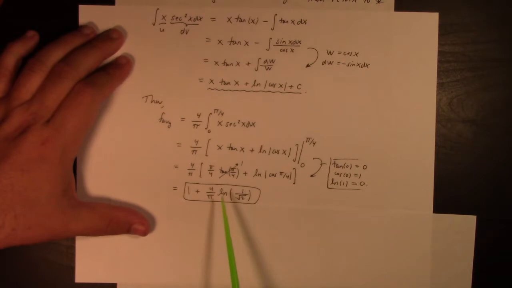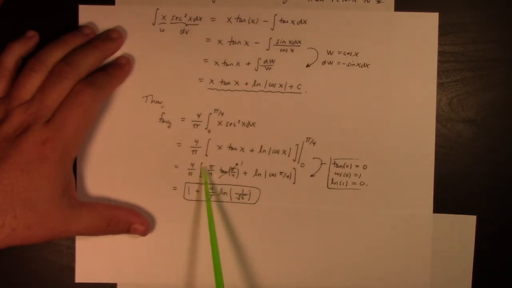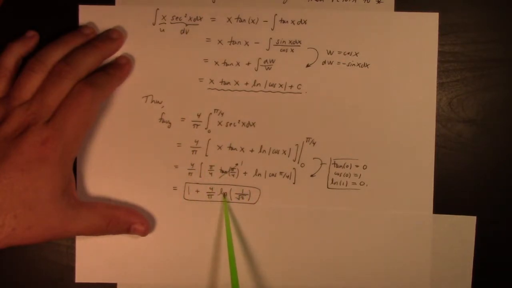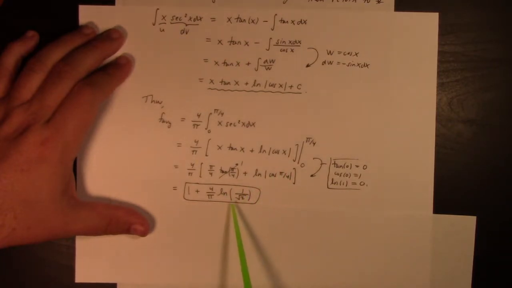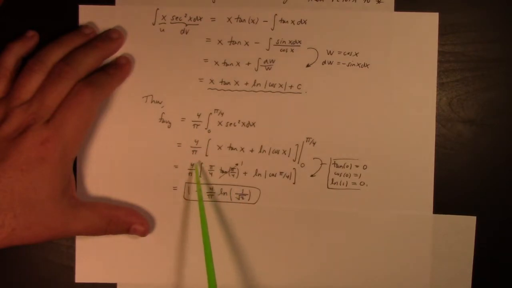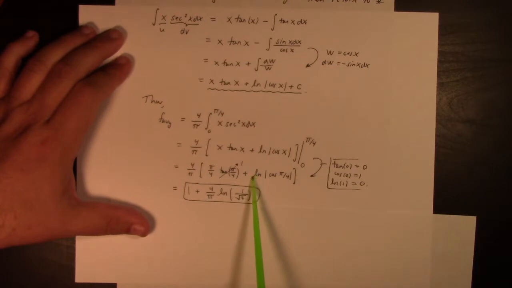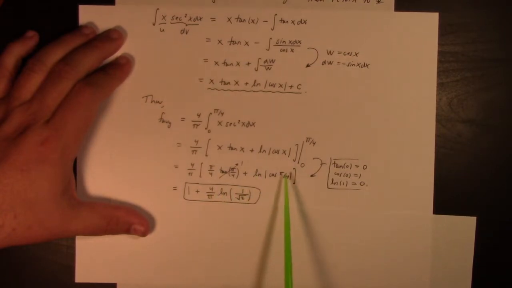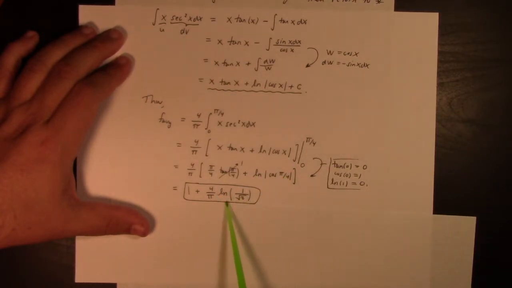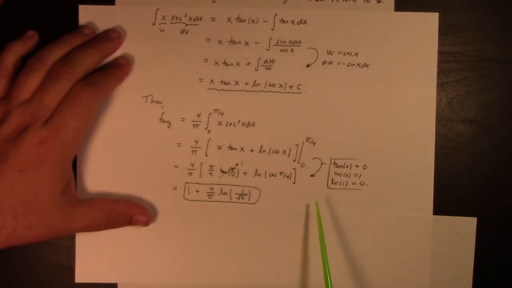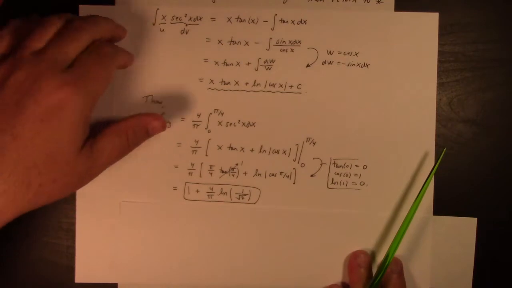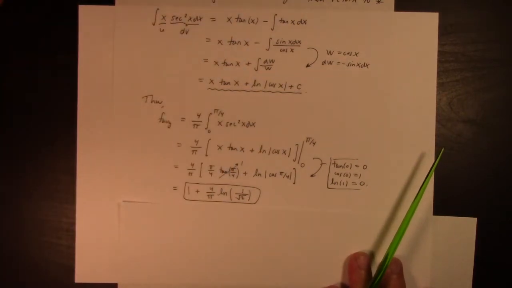And there you go. So we get 1 plus 4 over pi times the natural log of 1 over root 2. Cosine of pi over 4 is 1 over root 2. And you notice that this and that cancel to give me 1. But on the other hand, it also distributes over to this term to give me 4 over pi times that log. So there you have it. The average of x secant squared x on 0 to pi over 4 is in fact this. Now, I'd like to point out something.